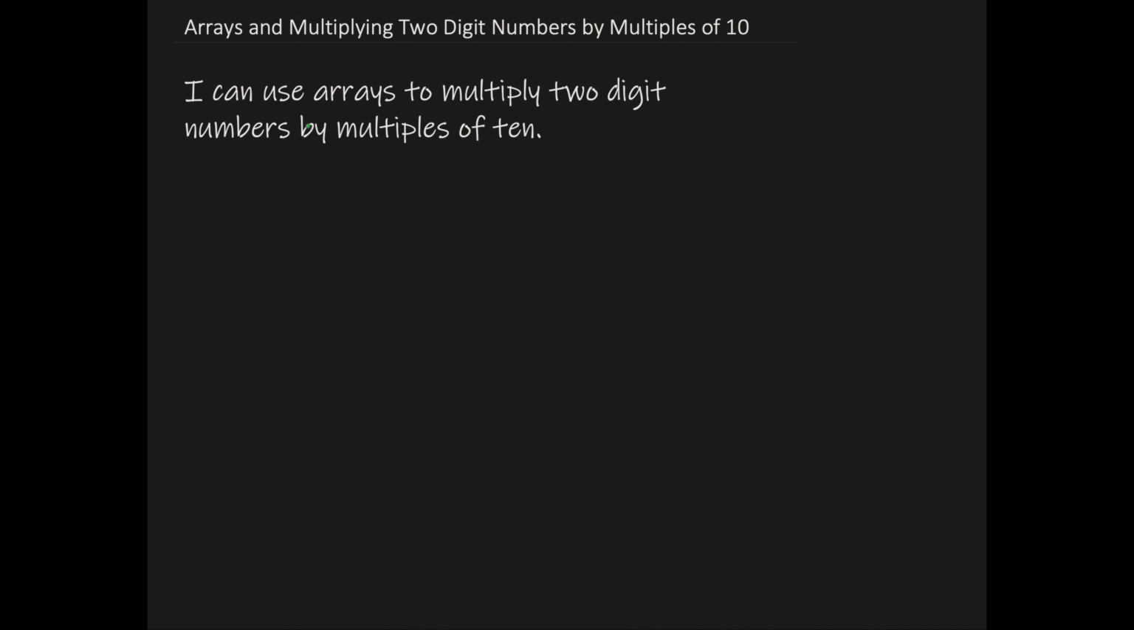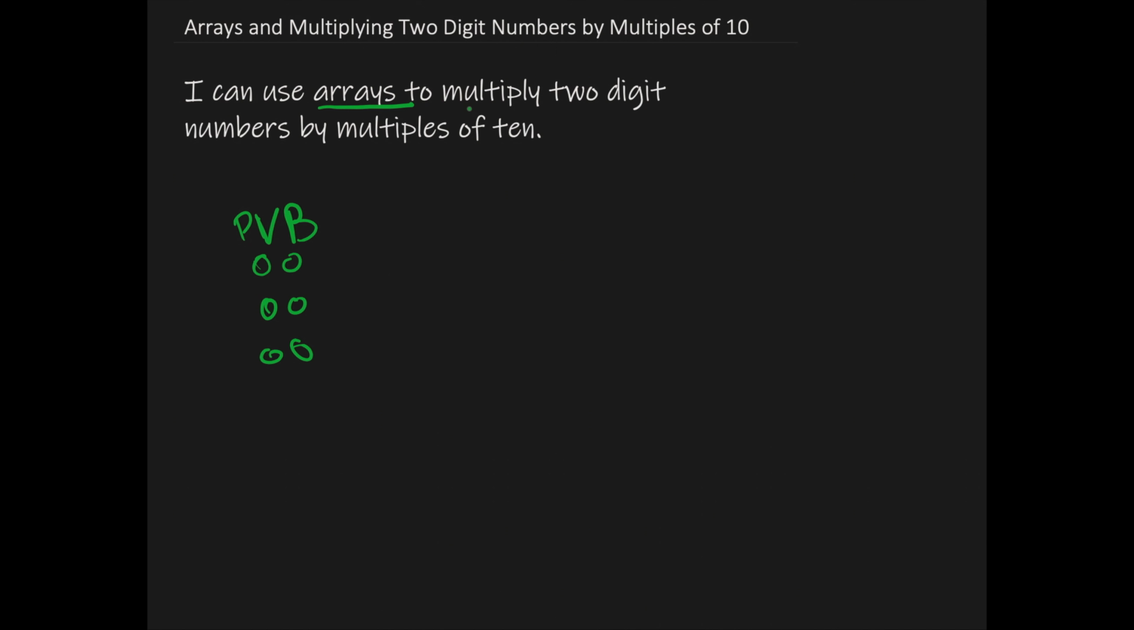Okay, so today's objective is sort of restating the title, so it's not too much of a difference. What we're trying to do is: I can use arrays to multiply two-digit numbers by multiples of 10. I'm sure you all know what arrays are. If you remember, if we want to show 2 times 3, we would draw this, right? So that's what an array is, except today we're going to be using place value blocks in our array. We'll talk more about that later.